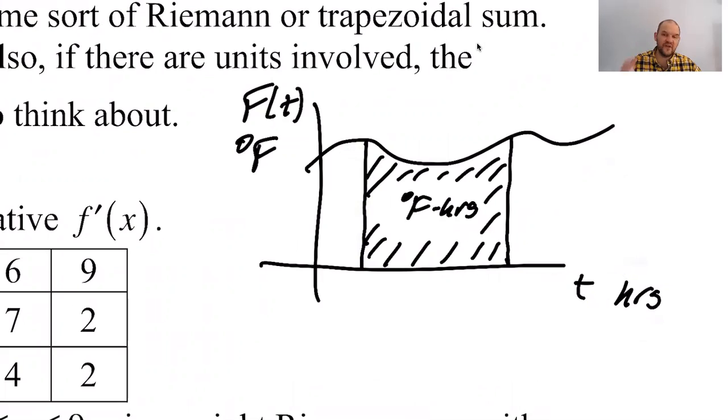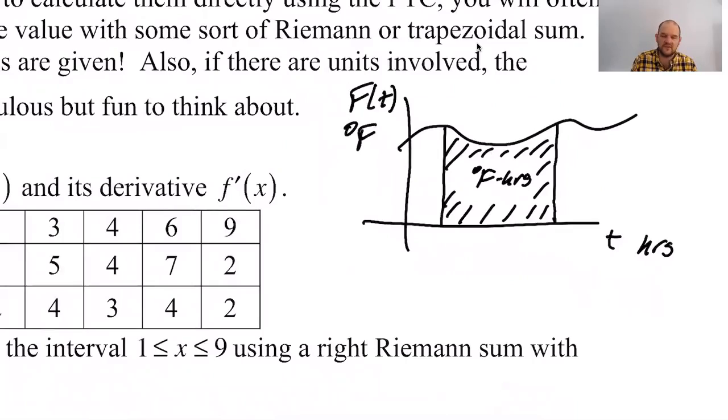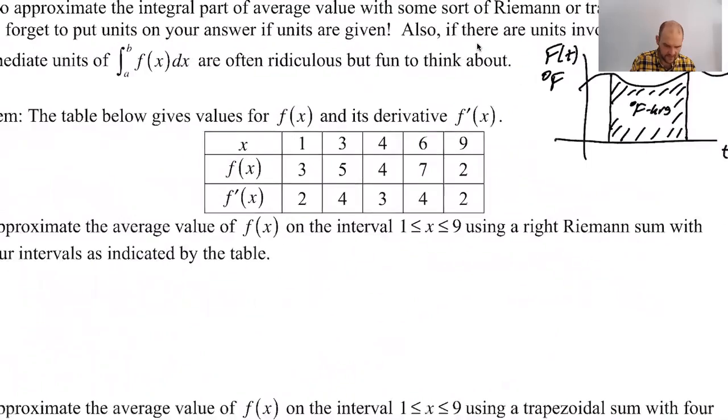The reason that your final answer works out to being degrees Fahrenheit is because you're then going to divide by hours. So degree Fahrenheit hours divided by hours gives you degrees Fahrenheit. So the units will work. The intermediate middle units, though, are crazy if you think about them. And no, you never really think about them, so it's kind of okay. But let's see if we can do this.